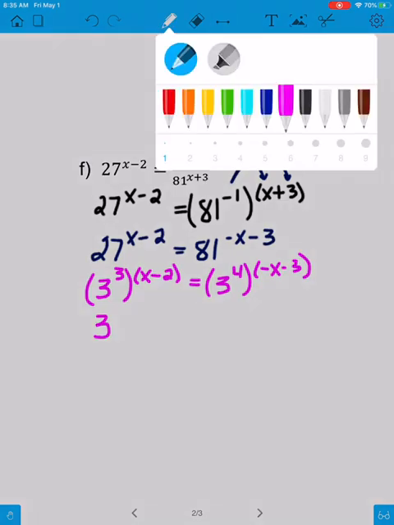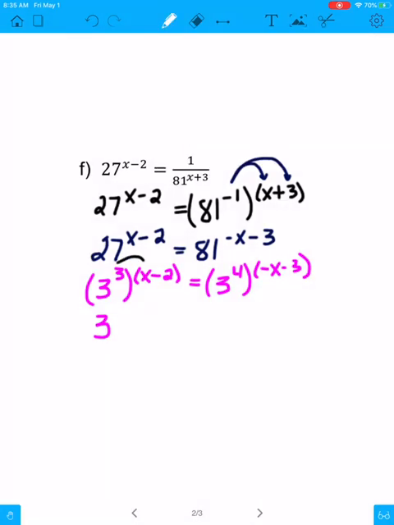3. And I'm going to get 3x minus 6. I distribute that 3 through, so 3 to the x, 3 times negative 2 is negative 6. And then I get 3 to the negative 4x minus 12.